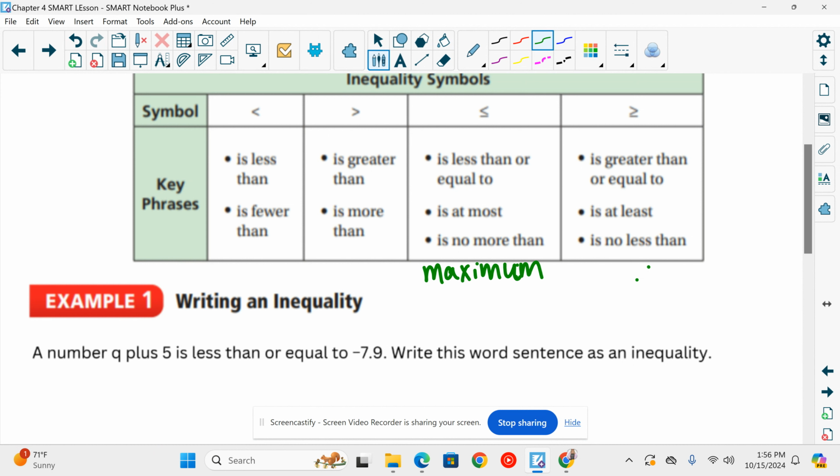You also have the word minimum. You have to have a minimum of 10 AR points each 9 weeks. What does that mean? If you have to have a minimum of 10 AR points, you have to have that or higher. That or higher. So what symbol goes with minimum? The greater than or equal to.